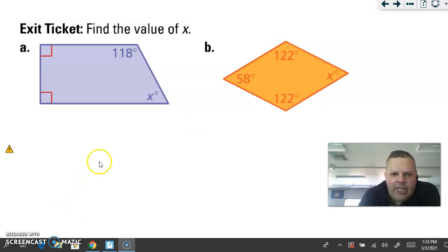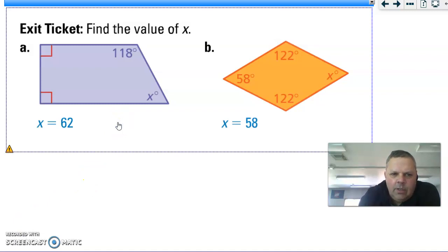Hopefully you had a chance to go ahead and solve these. In the first one, x equals 62, and in the second one, x equals 58. So again, we've talked about how we classify quadrilaterals today. We also have talked about knowing that the degree measures of each angle will add up to 360 degrees.